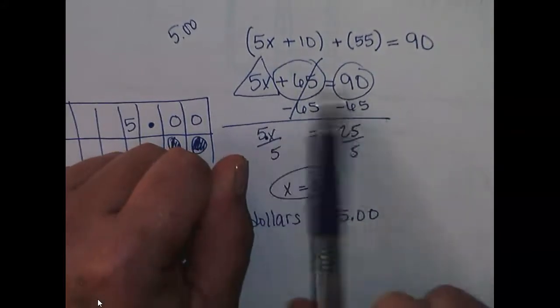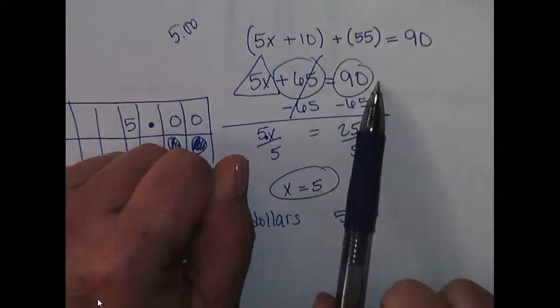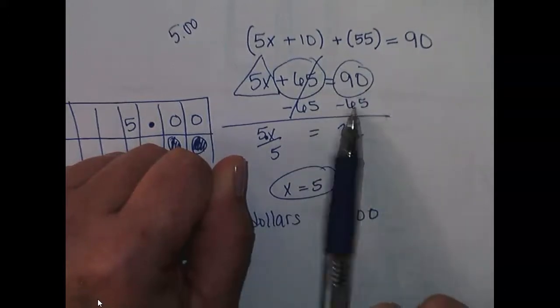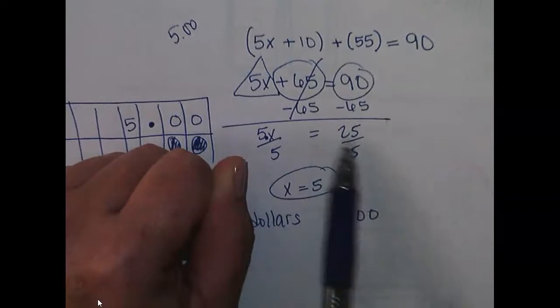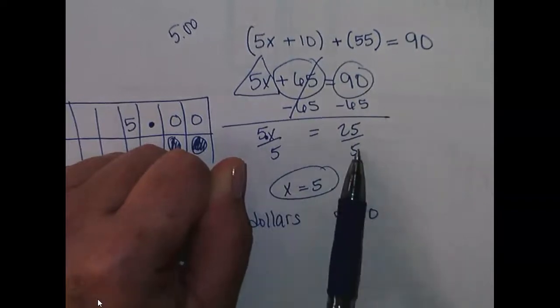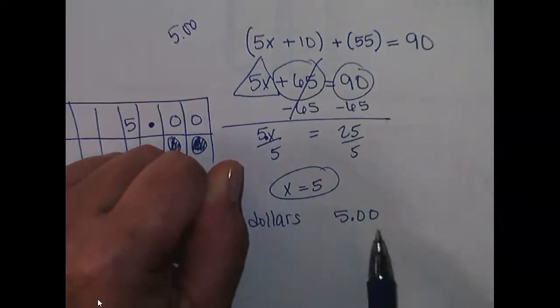Can I play triangle circle? Move the 65 to this side, cross the bridge, change the sign. Delete, bring that down. That's going to be 25. Divide by 5, and then x equals 5. And 5 is the same as $5.